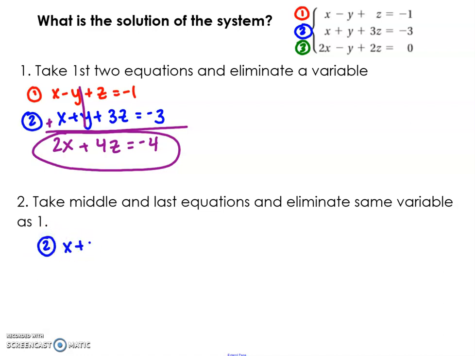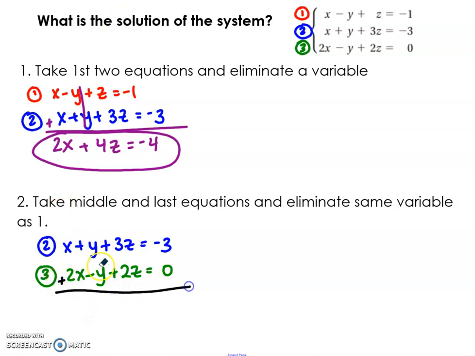So we have x plus y plus 3z equals -3, and equation 3, which is 2x minus y plus 2z equals 0. I check the variable that I'm going to try to eliminate, which is the y. They have the same coefficient and they have opposite signs. That's good, so again we're just going to add this straight down.